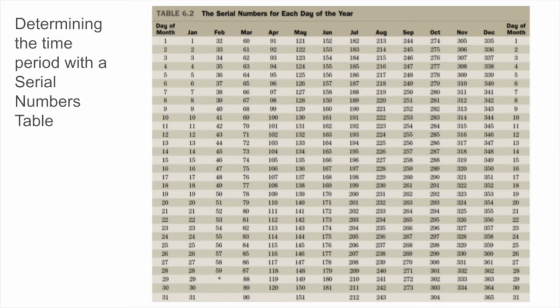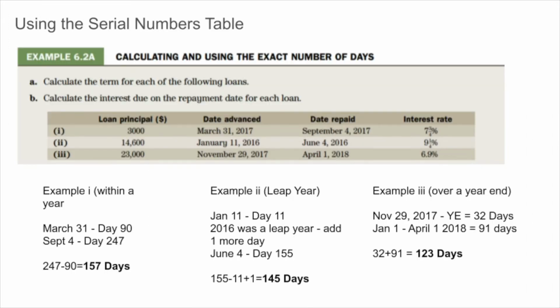So let's say, for example, a loan from June 1st to August 31st. June 1st corresponds to the 152nd day of the year. We can see that on the table. And August 31st corresponds to the 243rd day of the year. We can see that on the table. Subtracting one from the other, we get 91 days. So 91 divided by 365 days would give us our time. You can see in this slide here, I've got some other examples worked out, and the calculation for days is as illustrated.